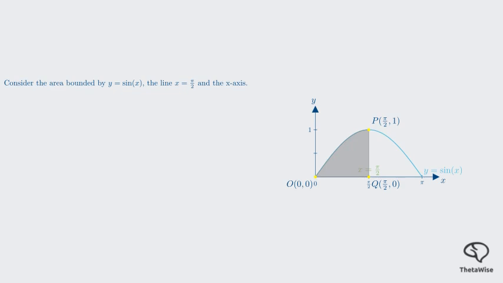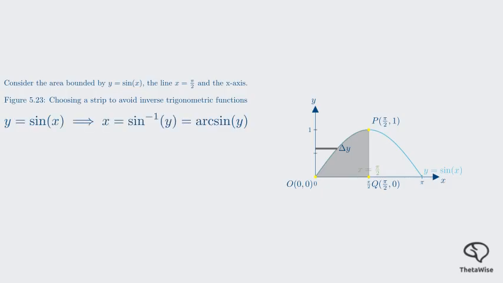Let's first think about using a horizontal strip, and you'll see why it's usually not the best choice when dealing with trigonometric functions. To integrate with a horizontal strip, we'd need x equals f of y. This means we'd have to solve y equals sine x for x. Solving y equals sine x for x gives us x equals the inverse sine, or arcsine, of y.